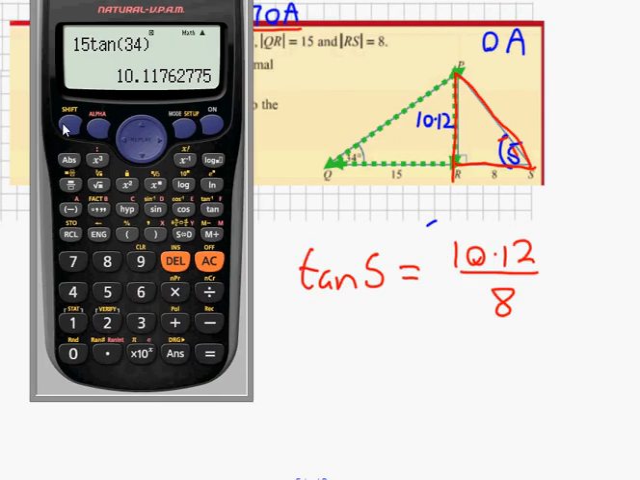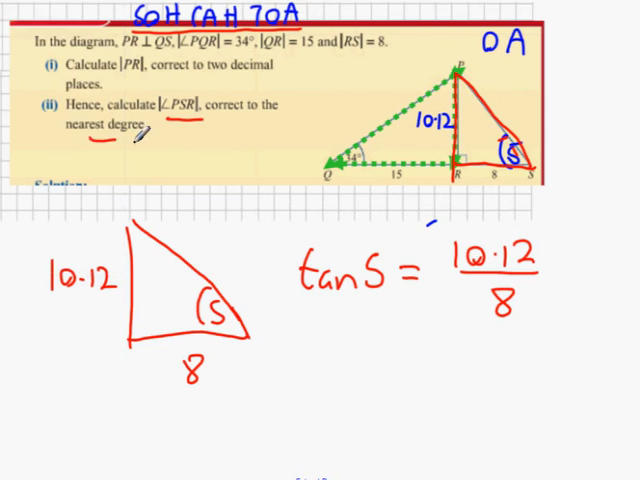Inverse. So it's an angle question, which means it's going to be inverse tan of 10.12 divided by 8. What do you get here? 51.67, which rounds up to 52 degrees. Everybody alright with that? 52 degrees?